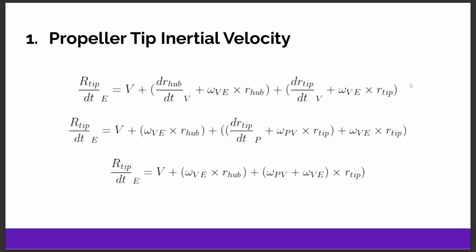So it starts with the translational velocity v, that is the translational velocity of the aircraft with respect to the airframe. And then we have to take into account the contribution of the rotation of the body frame with respect to the airframe, and that is omega VE cross r hub, and dr hub over dt with respect to V is going to be equal to 0 because it's a rigid body here again.